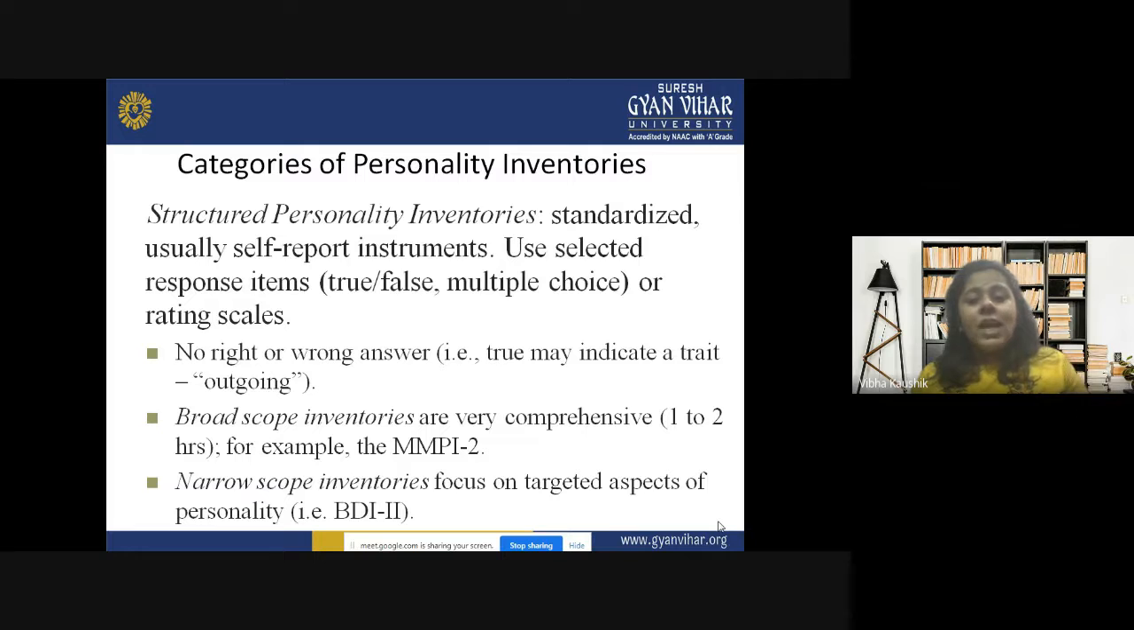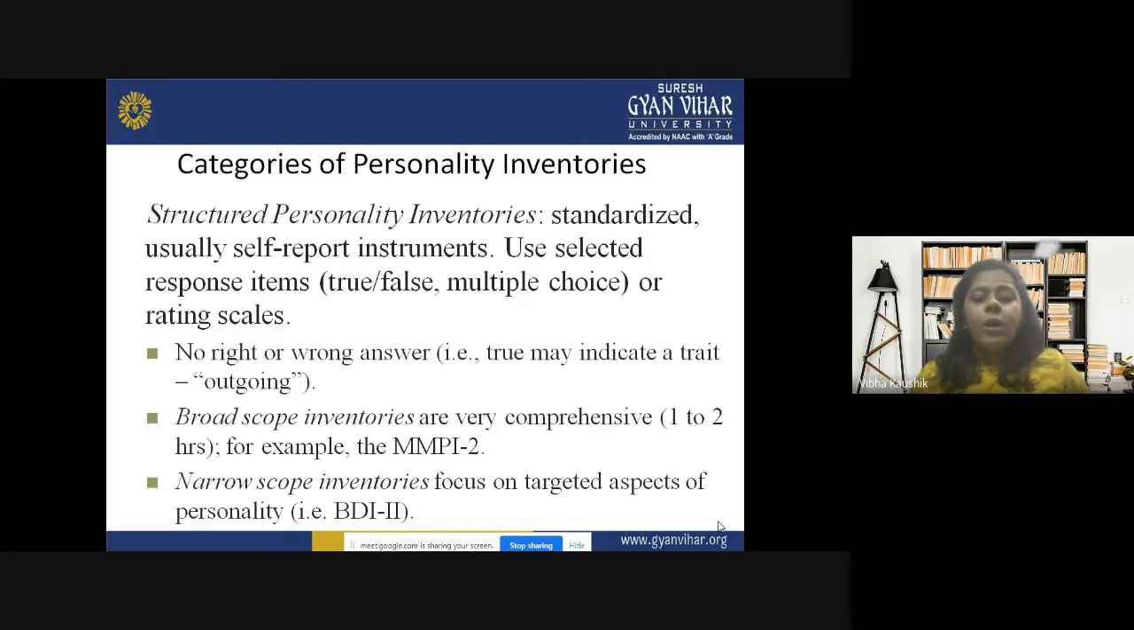The subject has to respond to the statements, whether in the true form or in the false form. Multiple choice or rating scales, they have to rate a particular statement on the basis of their experiences and traits. No right or wrong answer, that is, true may indicate a trait, outgoing. There is no right or wrong; these types of answers are not there. You have to indicate whether a trait has been present in you or not.